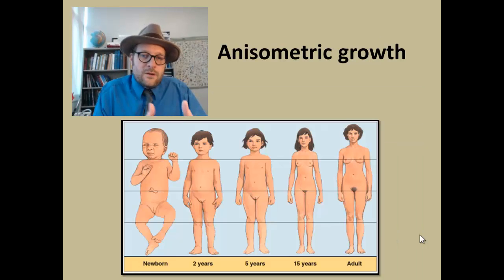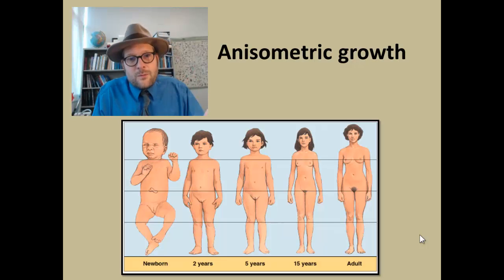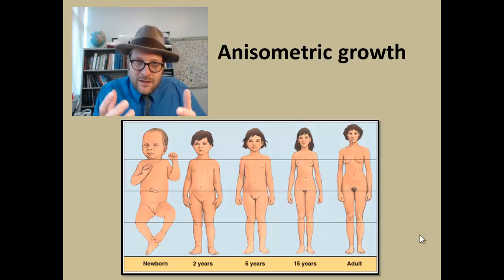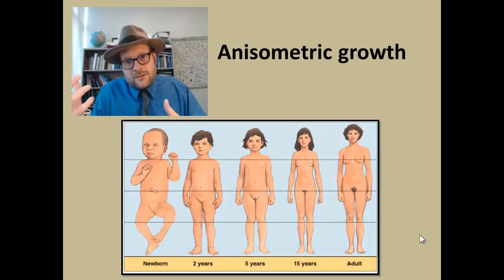Anisomeric growth is where the proportions change. We see this with humans. So with humans, anisomeric growth means the proportions change relative. So we have much bigger heads in proportion to our bodies as an infant than we do as adults.